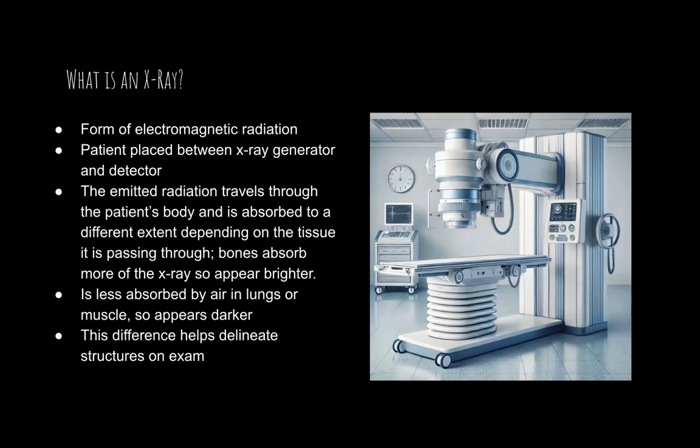Bones absorb it the most, so that's why they appear the brightest. Whereas other things, such as air or skin or fat, don't absorb it as much, so it doesn't come out as bright as bone would. So this helps delineate structures when you look at an X-ray to see what is what.